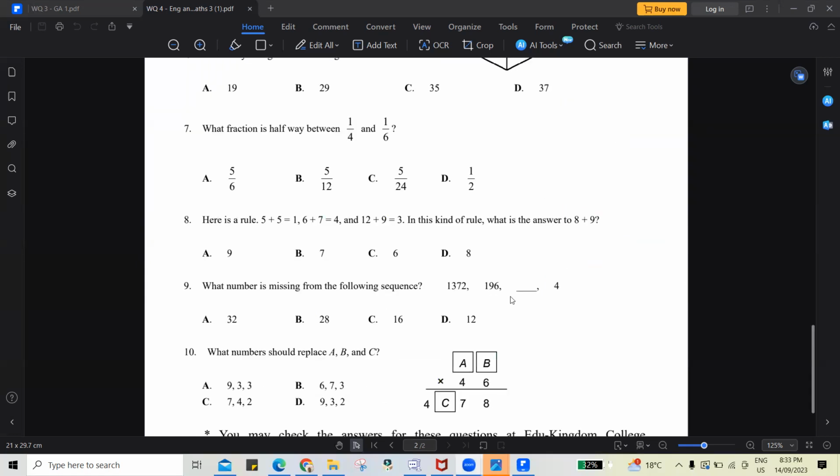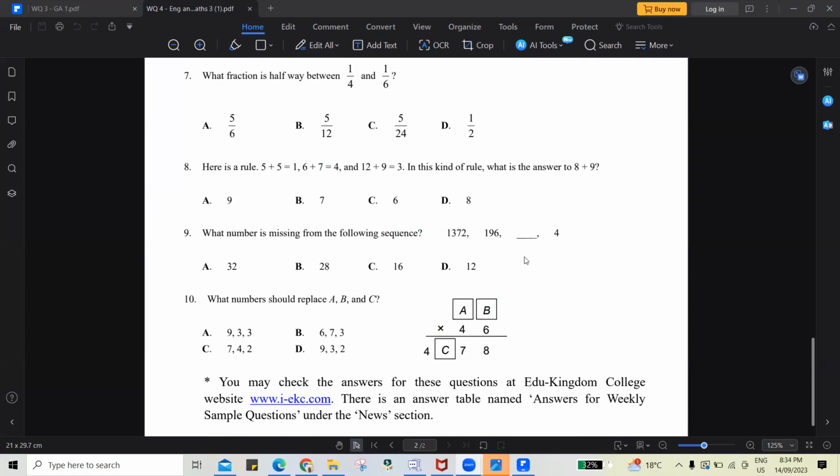Now next one, sequence. Did you find the number? The missing number? What is the missing number? 137. Number 9. I said B. It divides by 4. No, it divides by 7. Divides by 7.